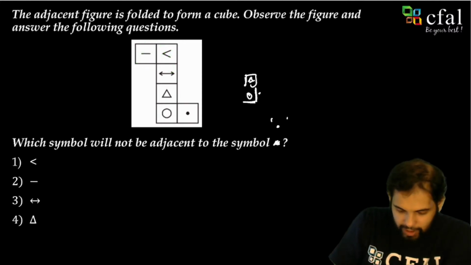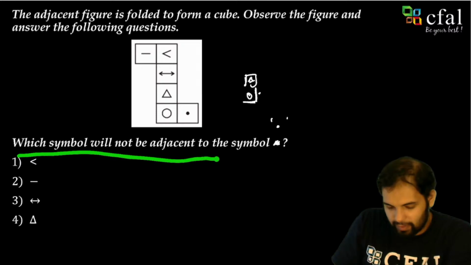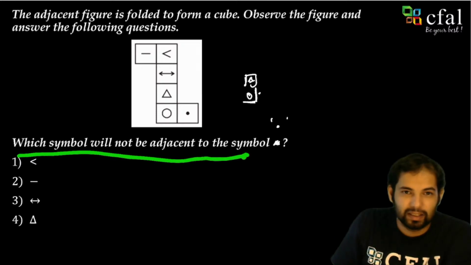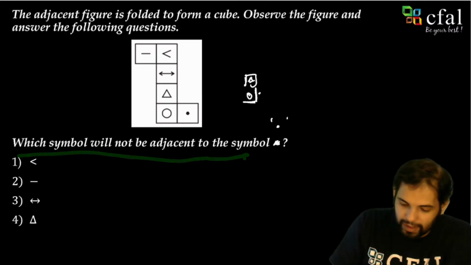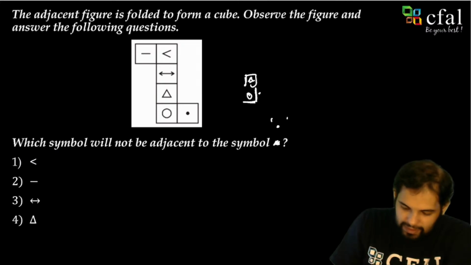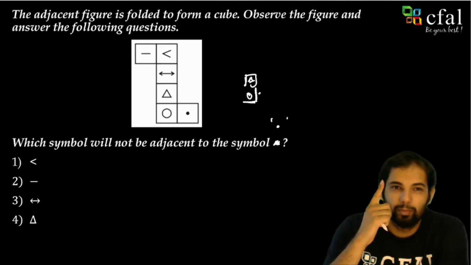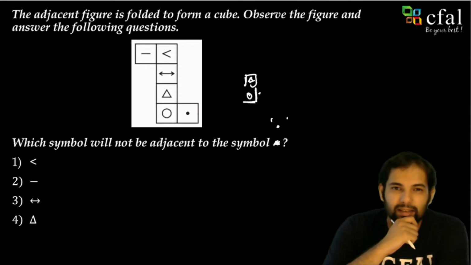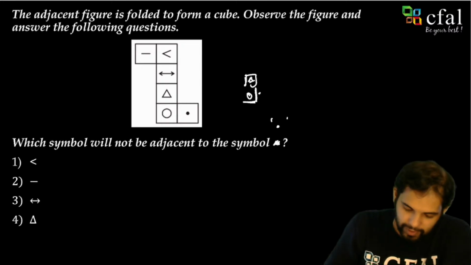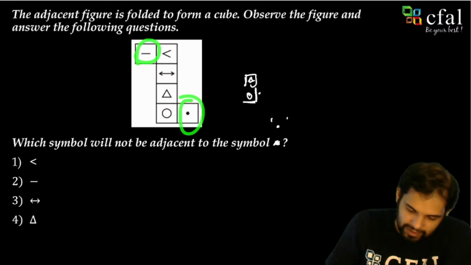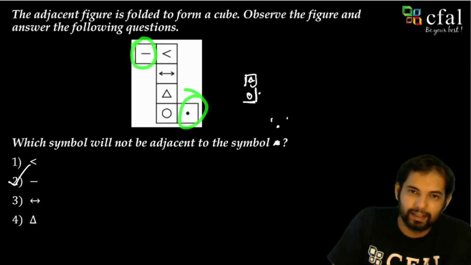And the other important point is, which symbol will not be adjacent? Just see, it's a cube, right? So for one side, there will be four of the other sides adjacent. There will be only one symbol which is not adjacent. In other words, which will be opposite, correct? So only one symbol will be opposite to the number. Say for example, this dot and this line are opposite. Your answers were right. They were opposite. So in other words, they are not adjacent to each other.